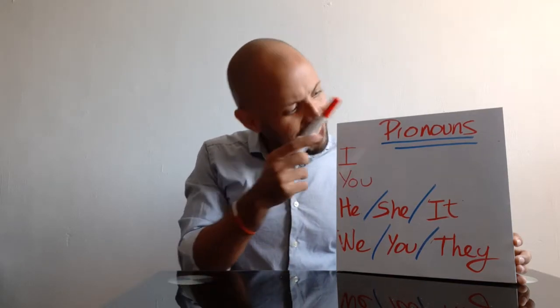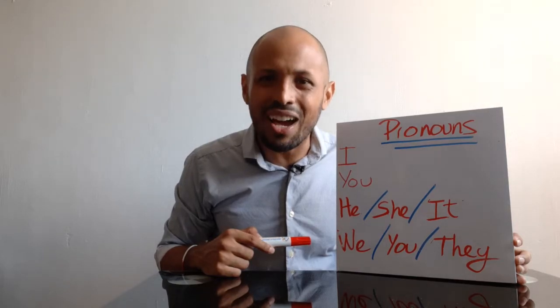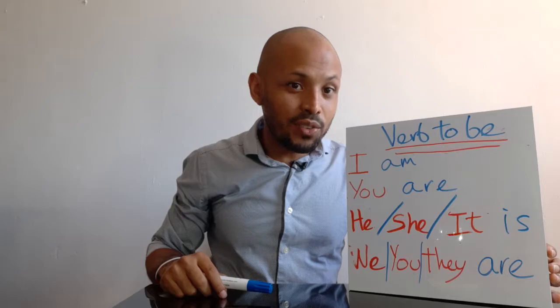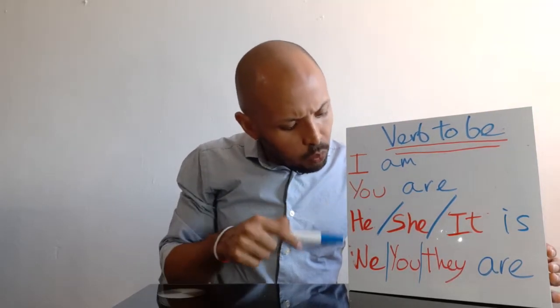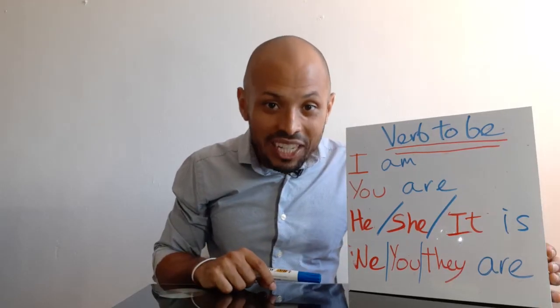These are very important to start talking and describing things around us. So now that we know our friends, I, you, he, she, it, we, you, they, it's time to learn, you know it, verb to be.